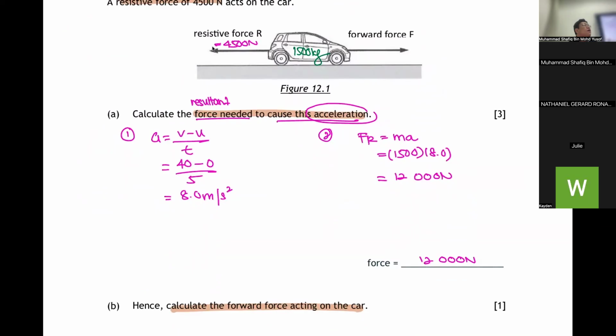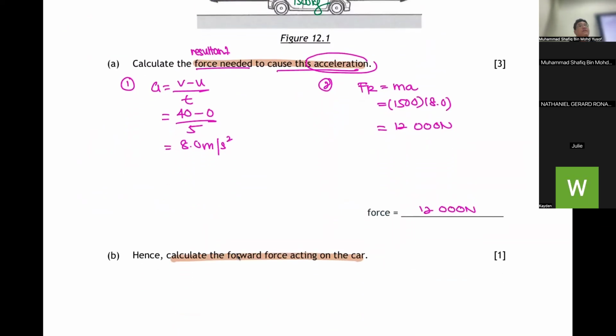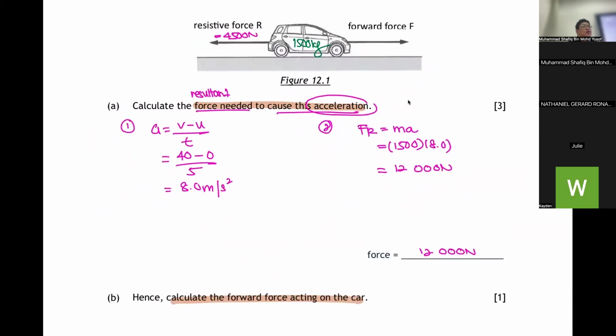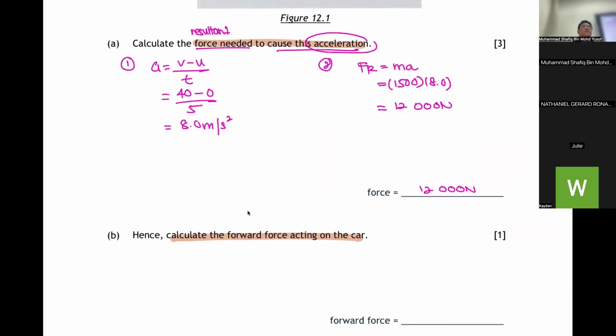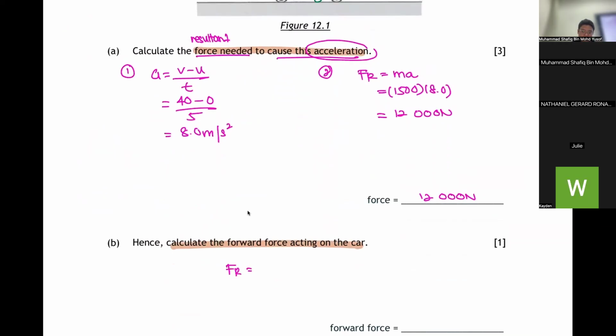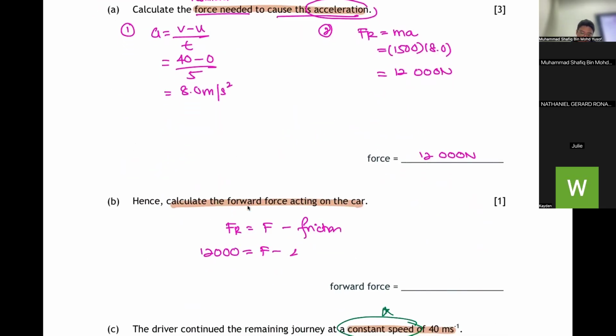Okay, all right. Now, from there, you need to find the value of the forward force F in this case. So, if the resultant force is 12,000 Newton, let me ask Raphael, how to find the forward force then after that? Correct. So, the F minus the friction, right? In this case, the friction they have given you is about 4,500. So, 12,000 equals F minus the friction. What's the friction again? 4,500. So the force you need here will be 16,500 Newton. So that's the answer for this one.